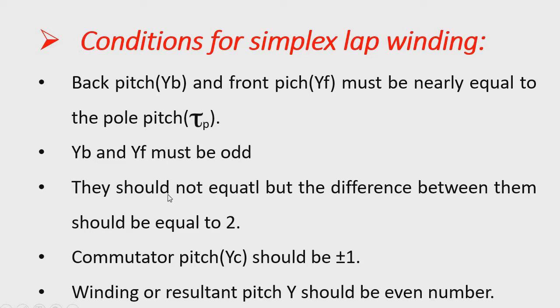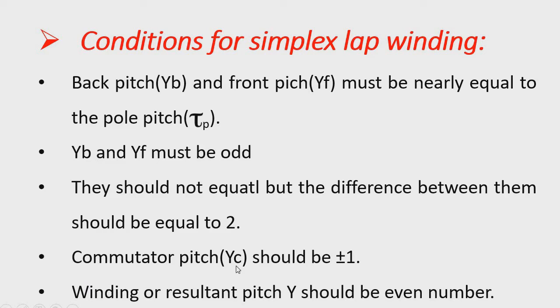Third condition, they should not be equal, but the difference between them should be equal to 2. Means the difference between YB and YF is equal to 2. And fourth condition is that the commutator pitch YC should be plus or minus 1. In this, plus 1 is for the progressive lap winding and minus 1 is for the retrogressive lap winding.